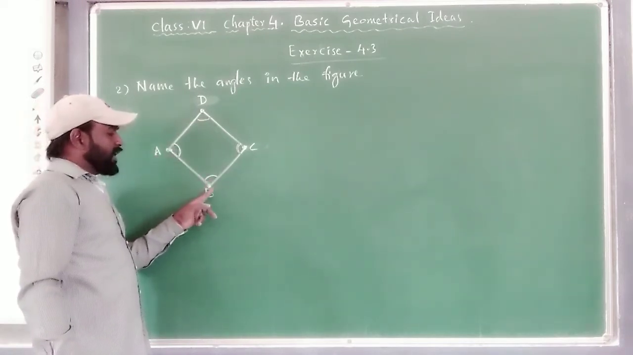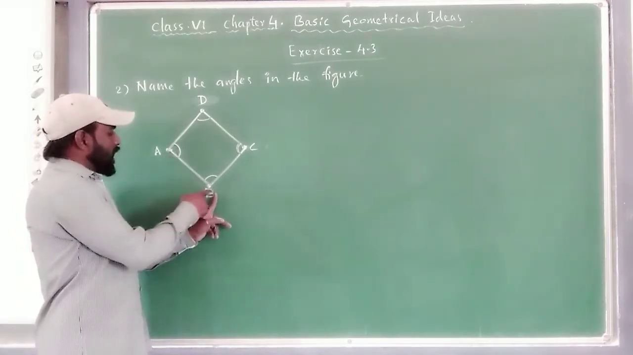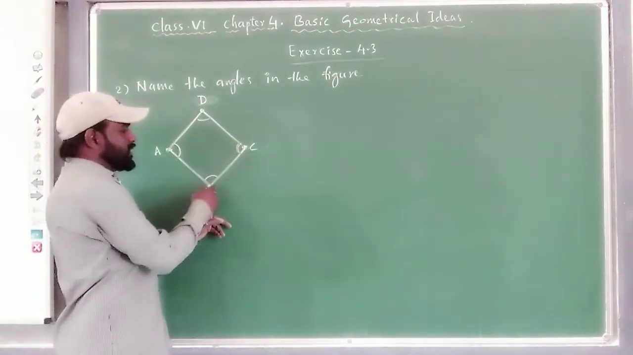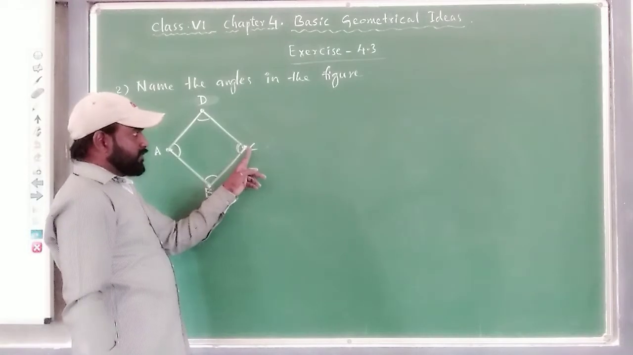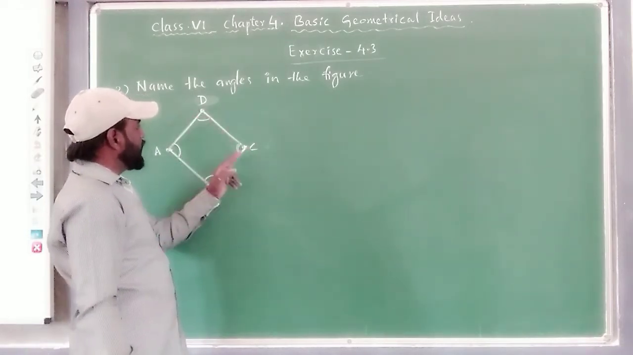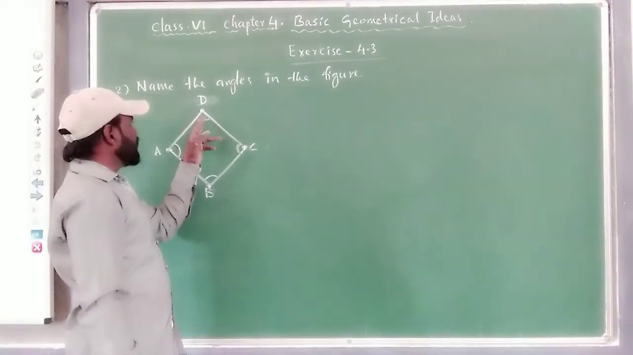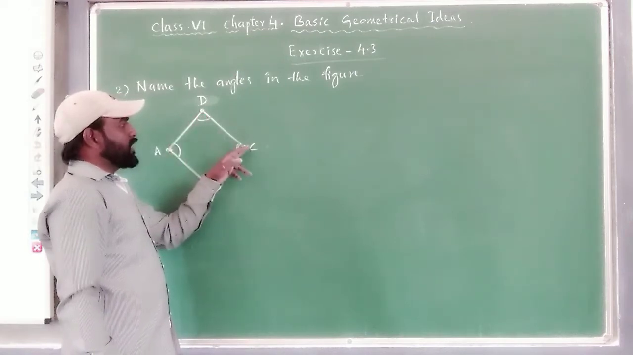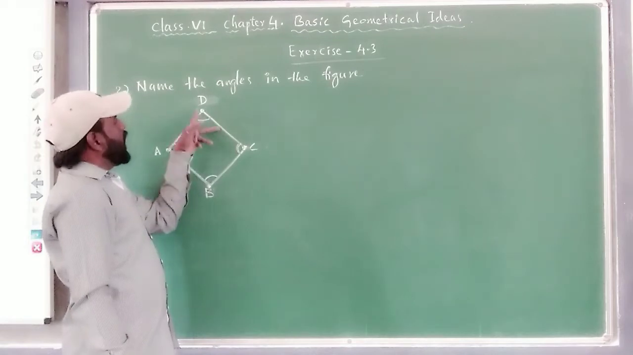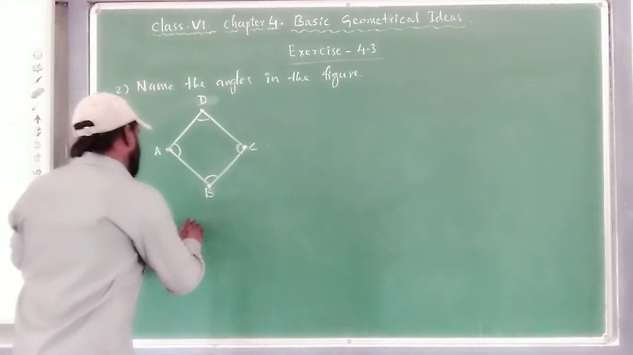The next one is angle B. It is formed by the vertex B and the arms AB and BC, or BA and BC. These are the two arms. The third angle is C. This is a common vertex for the two rays, CB and CD. The rays are called arms. The fourth angle is D. How to denote this angle? CDA or ADC. DA is one arm and CD is the other arm. So we have to write the angle.